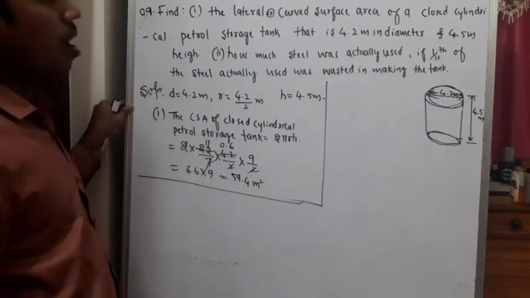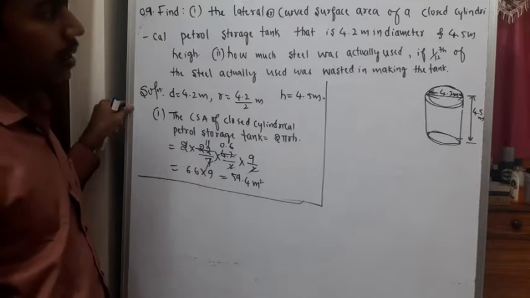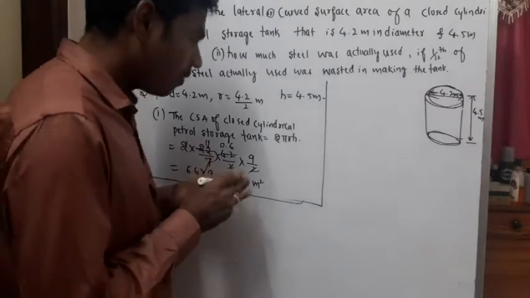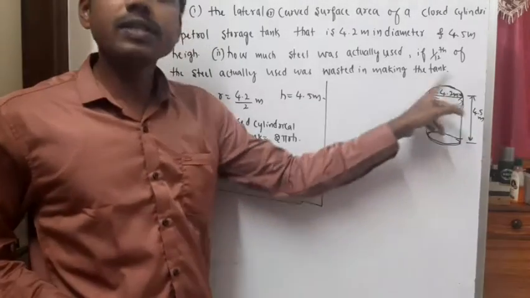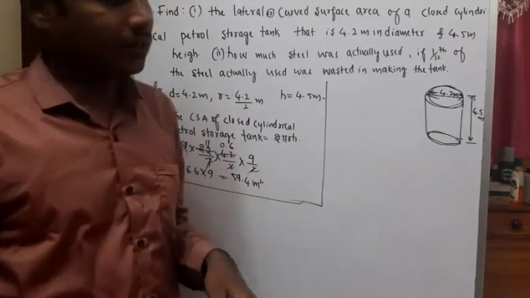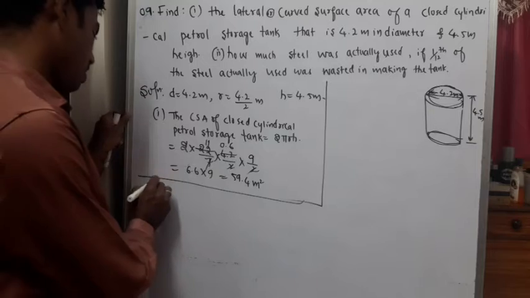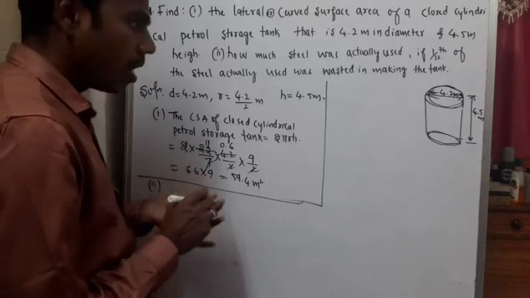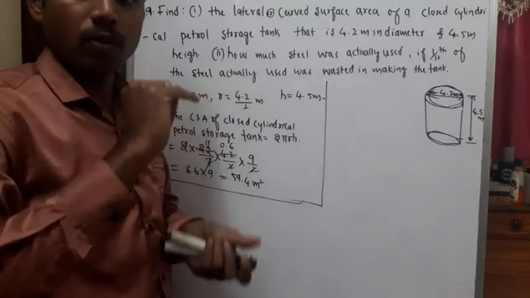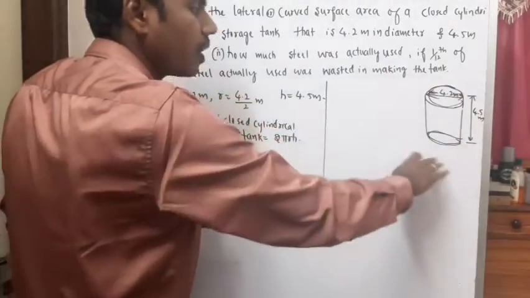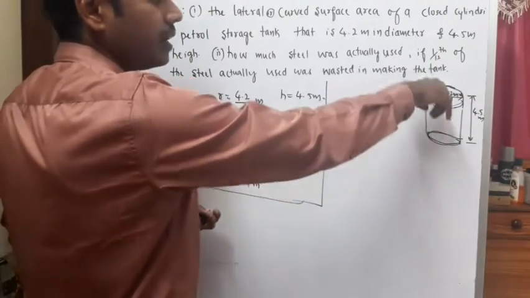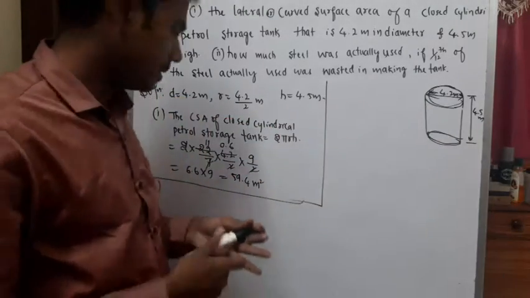Then second part: how much steel was actually used, if 1/12 of the steel actually used was wasted in making the tank? First we'll find the total surface area of the cylindrical tank. After that, we'll frame an equation. Why are we considering total surface area? Because usually the petrol tank will be closed from both the ends. So we need to cover the curved surface area, as well as include the top and bottom surfaces.